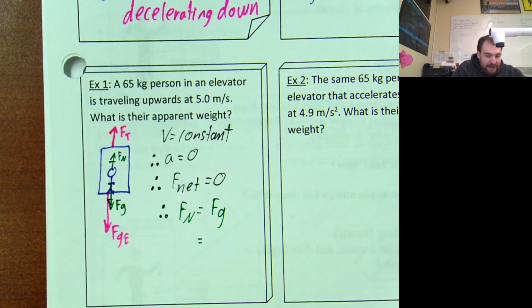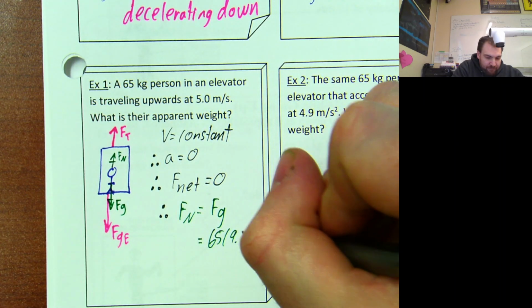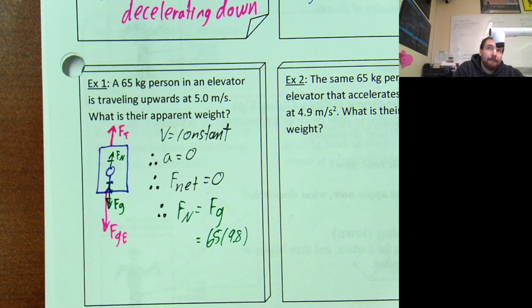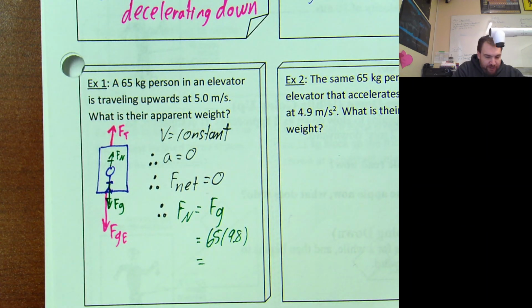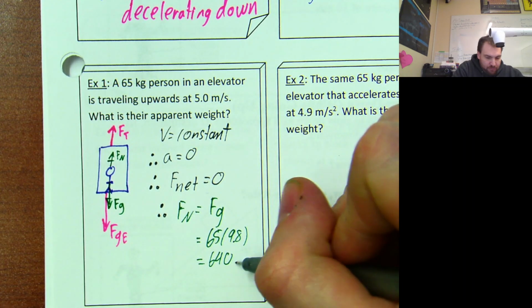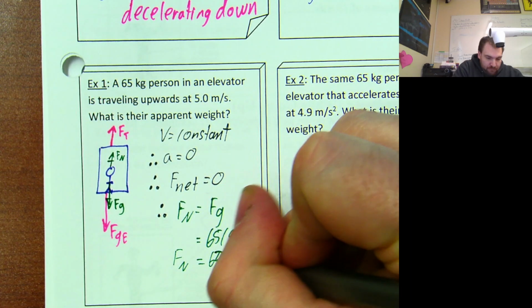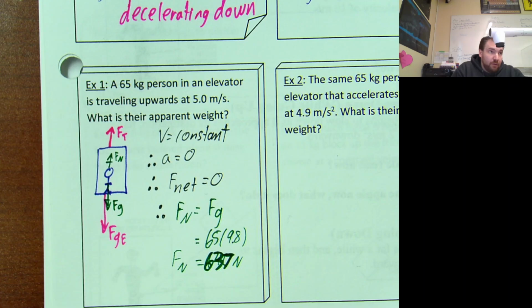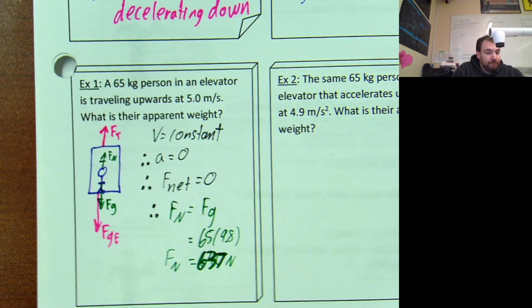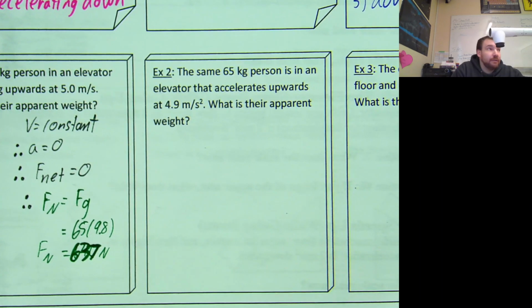So then their apparent weight is going to be equal to their actual weight, which is just going to be 65 times 9.8. Which is 640, I think. 637? Cool. It's easy to ballpark, but harder to get it exact. Let's do the second one.